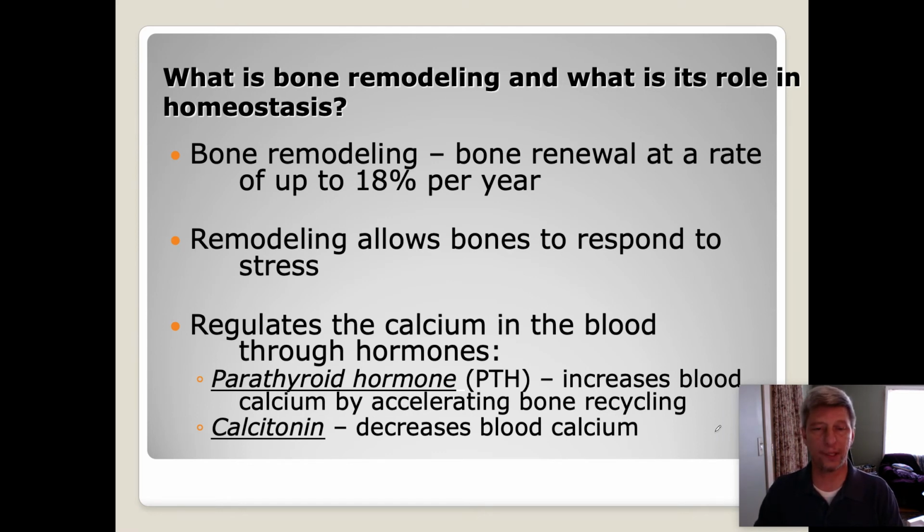And in addition, the remodeling also allows for regulation of blood calcium levels. There are 2 hormones that are important here. Parathyroid hormone, which increases the blood calcium by accelerating this recycling process. It pulls calcium phosphate out of the bone and puts the calcium into the blood, whereas calcitonin does just the opposite. It decreases the blood calcium. It pulls the calcium out of the blood and builds new bone. So parathyroid kind of takes apart the bone, calcitonin puts it back together. And again, this is a negative feedback, a balancing act of the calcium.